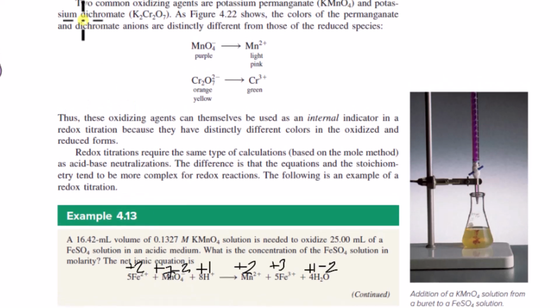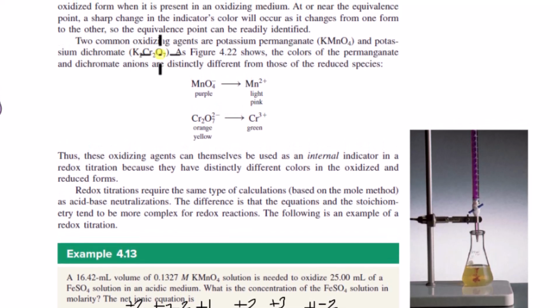Okay, and so if we keep reading, it says 2 common oxidizing agents are potassium permanganate and potassium dichromate. As the above figure shows, the colors of the permanganate and dichromate anions are distinctly different from those of the reduced species. So what they're saying is that if you've got dissolved permanganate ions in solution, that's going to result in a purple color of the solution, as opposed to the corresponding reduced species of this permanganate, in which case, as we just saw, the manganese goes from a +7 oxidation state to a +2 oxidation state.